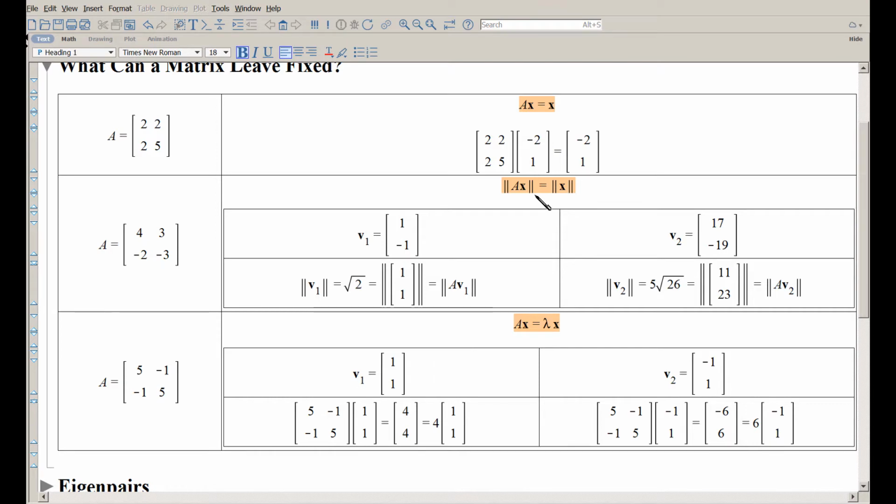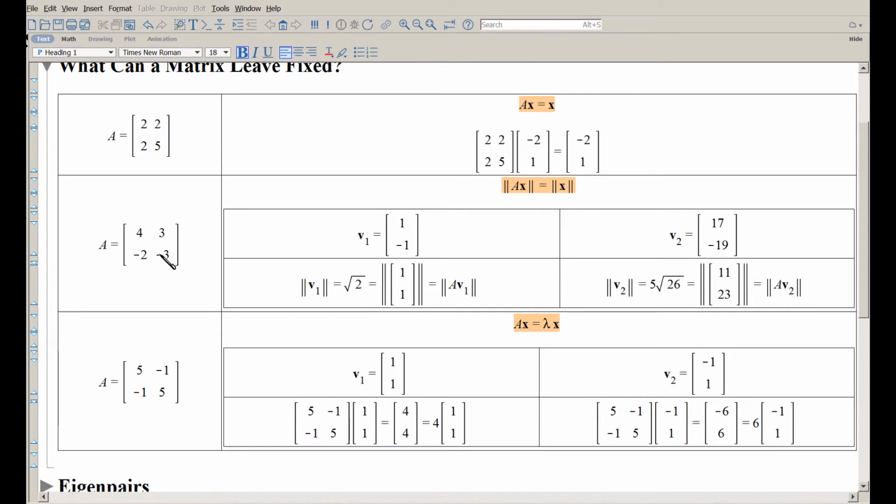Now, a vector is thought of as an object that has length and direction. So here I'm asking the question, can a matrix leave the norm of the vector fixed? Well, here is a matrix A, here is a vector v1, here is a vector v2. If we consider the norm of v1, Euclidean norm, that's root 2.